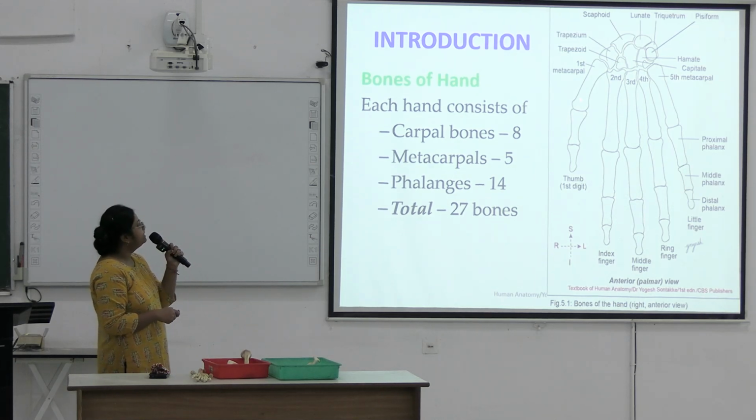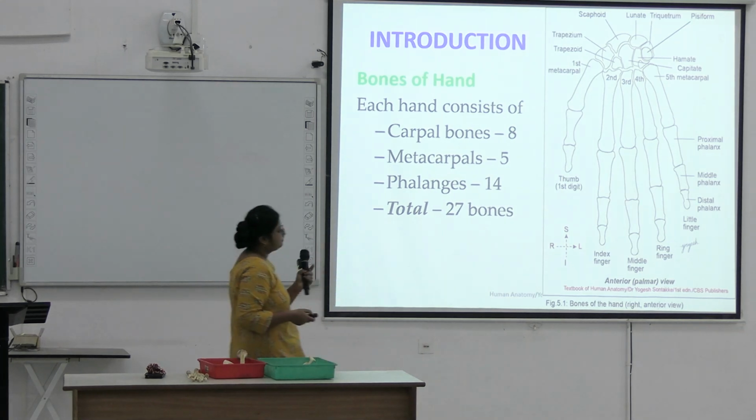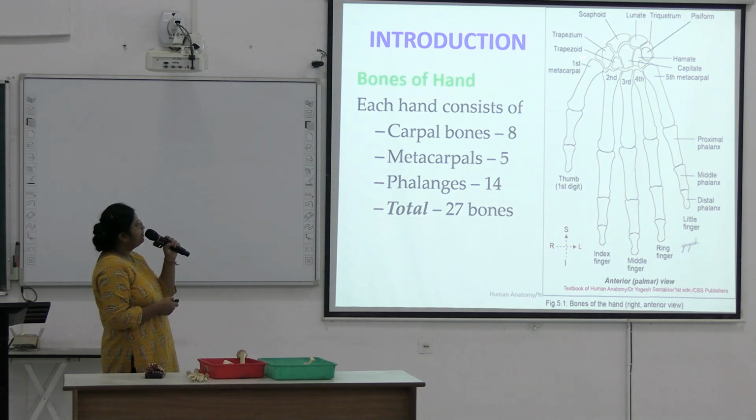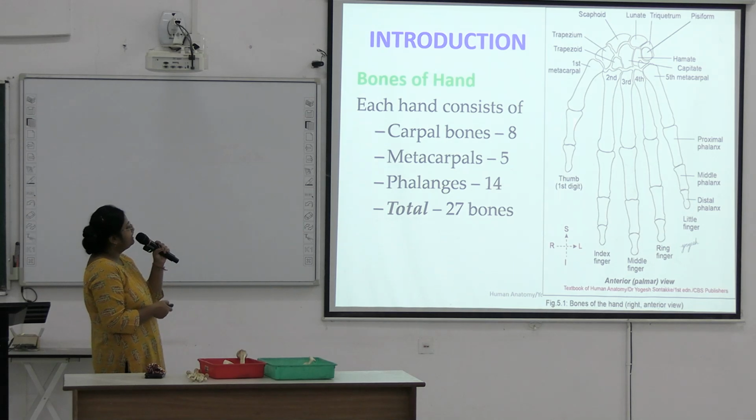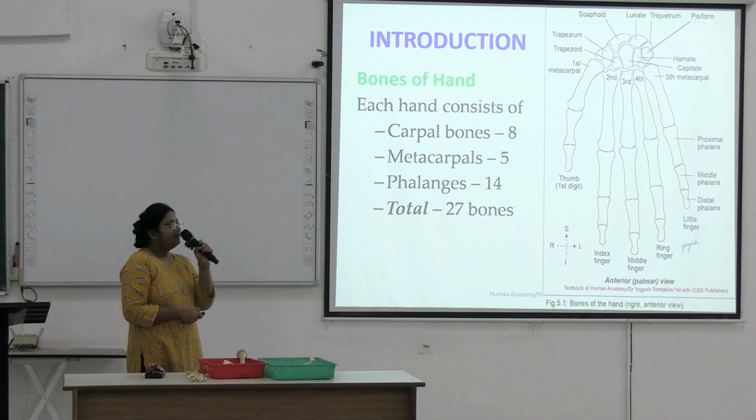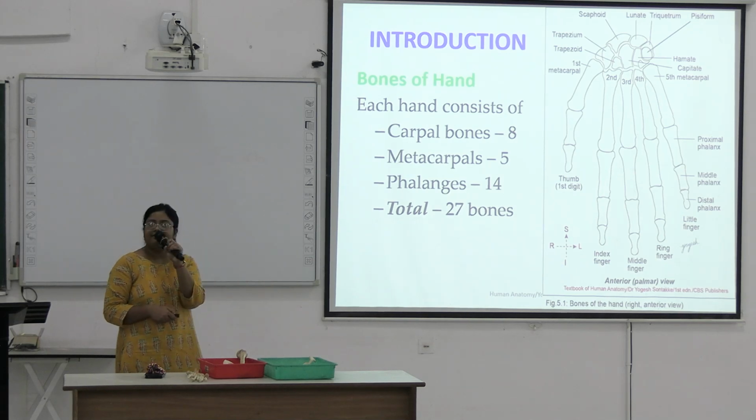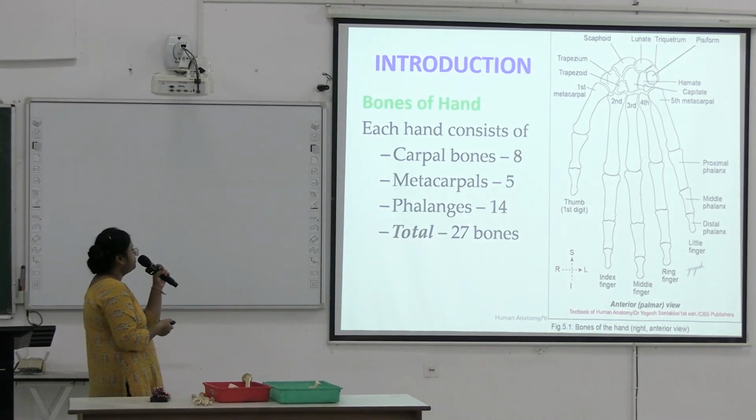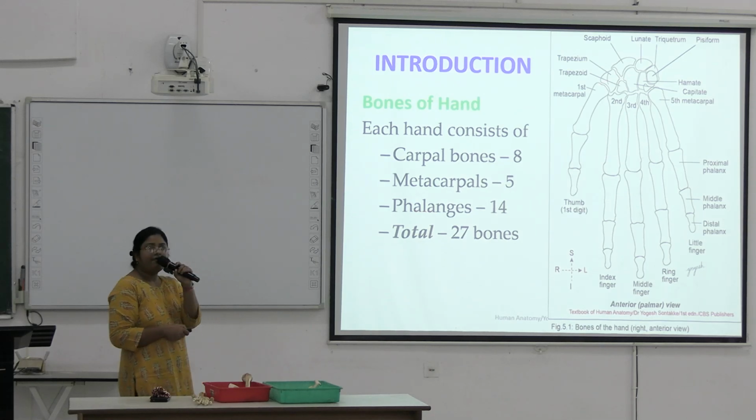For the thumb, there is a proximal and distal phalanx, and for the rest of the fingers, proximal, middle and distal phalanx. So a total of 27 bones are lying in the skeleton of the hand.